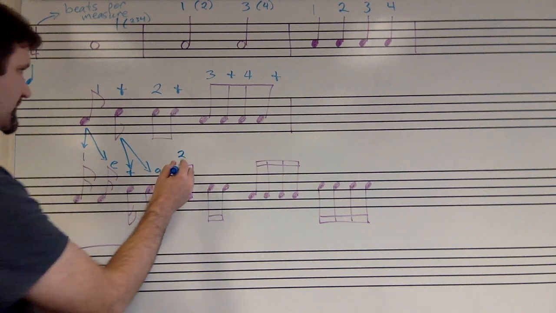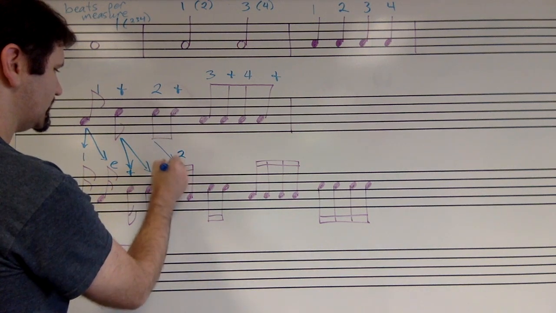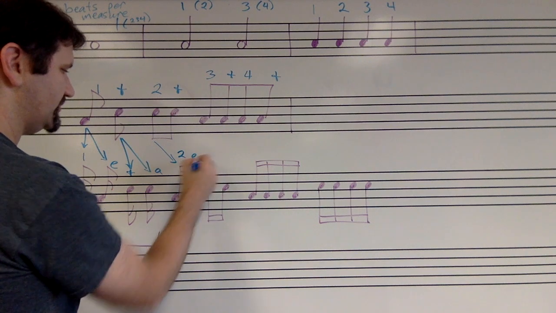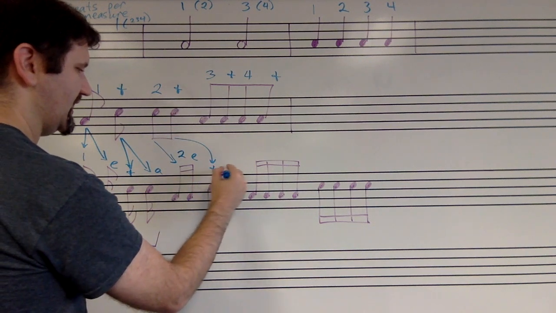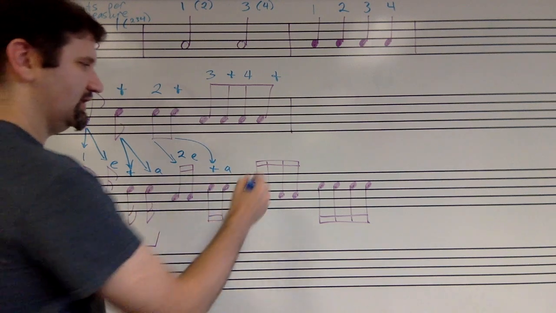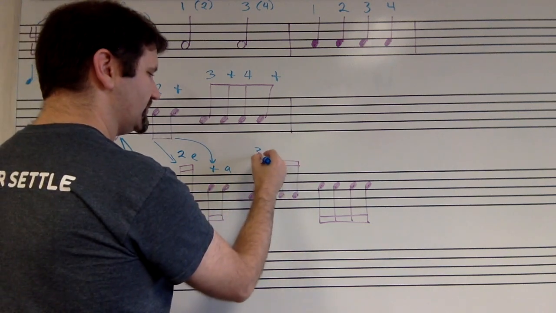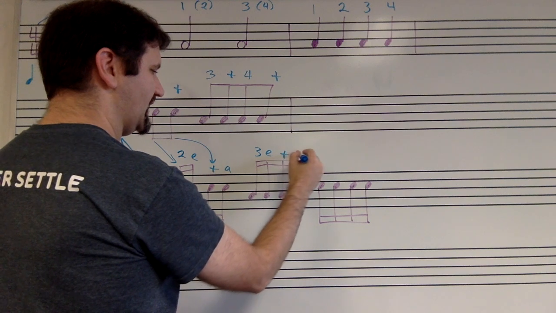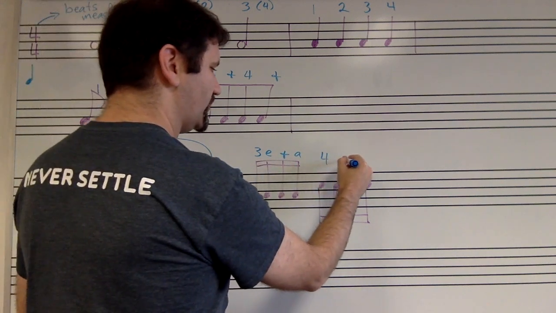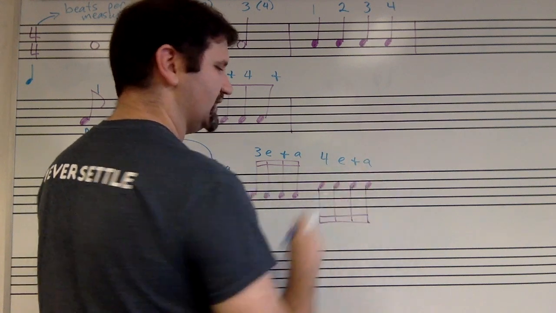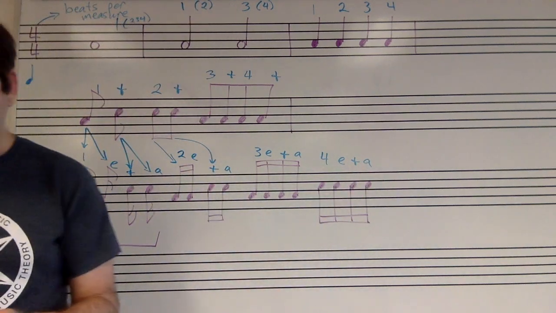And it's the same idea here. This 2 turned into 2 notes, 2 E, and this "and" turned into 2 notes, "and ah." Beat 3, 3 E and each of those pieces, and beat 4, 4 E and each of those pieces as well.